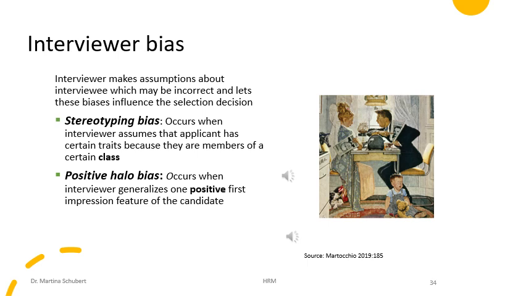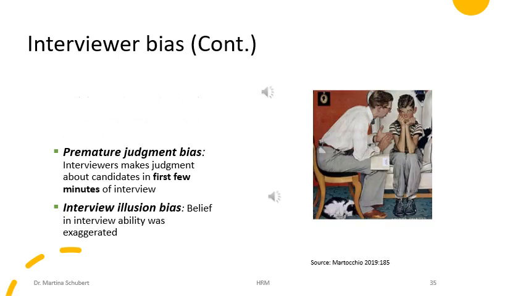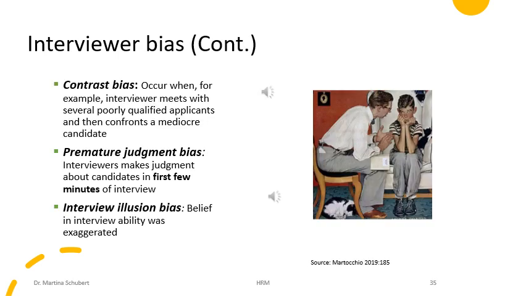The positive halo bias occurs when the interviewer generalizes one positive first impression. An example could be that you discover that you have something in common with the applicant. The contrast bias is when an interviewer meets with several poorly qualified applicants and then confronts a mediocre candidate. By comparison, the last applicant may appear to be better qualified than he or she actually is.